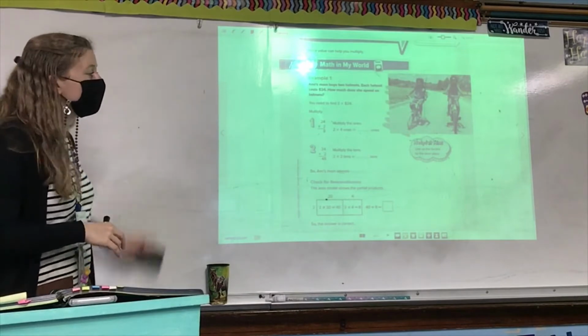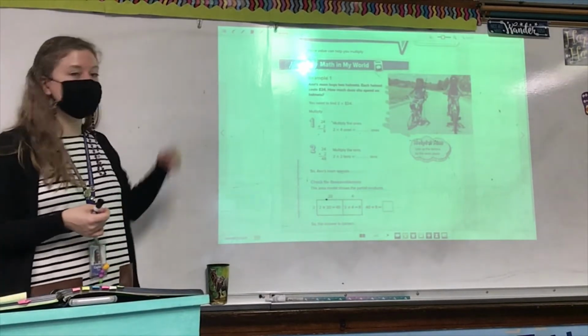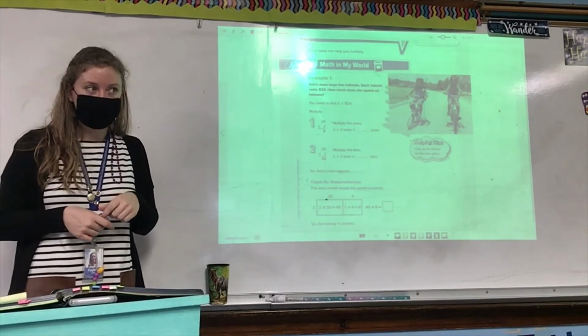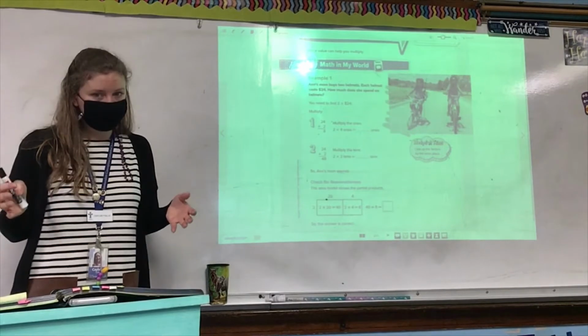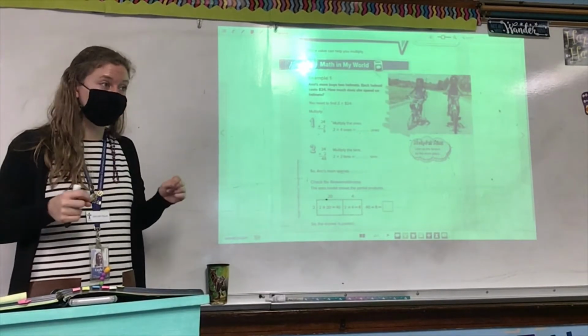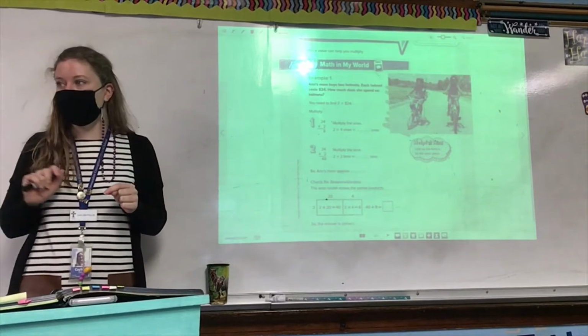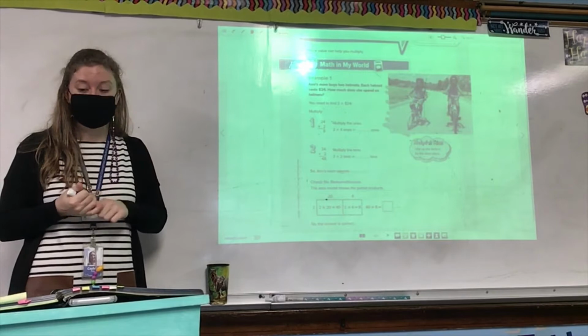So what we've been doing so far is we've been using models to multiply 2-digit numbers by 1-digit numbers. Well, today, you're finally going to learn for real how to just do it the pencil and paper way. However, we won't see any regrouping yet. We're going to do a little bit more models, and then we'll do regrouping.